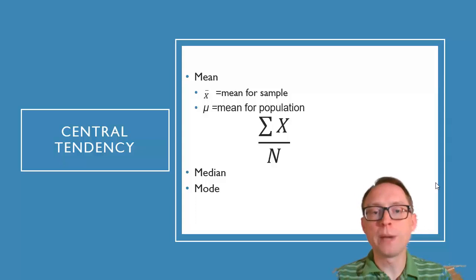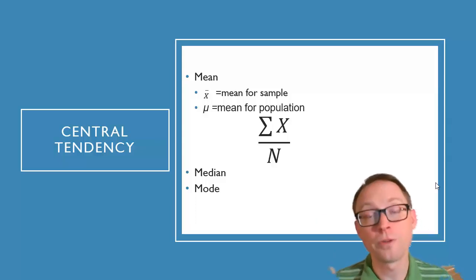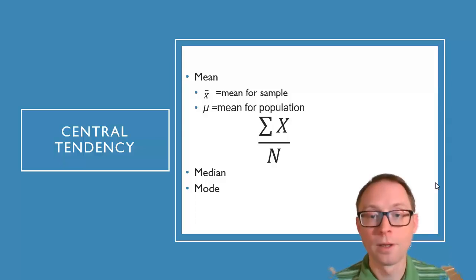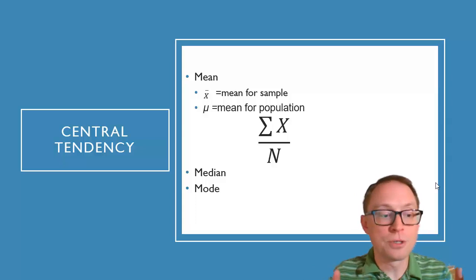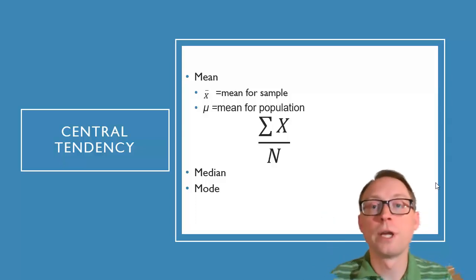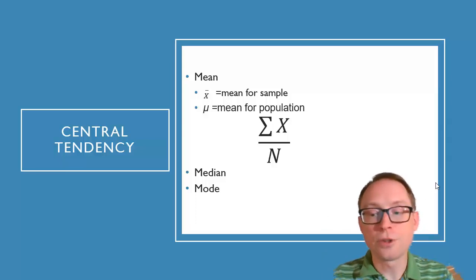Central tendency is based on mean, median, and mode. You've heard these before, haven't you? You've heard mean, median, and mode before. I don't expect you to say, oh, mean, median, and mode, I've done this since I was like 3. Fine, good for you. There's just a couple things we need to make sure that you understand.